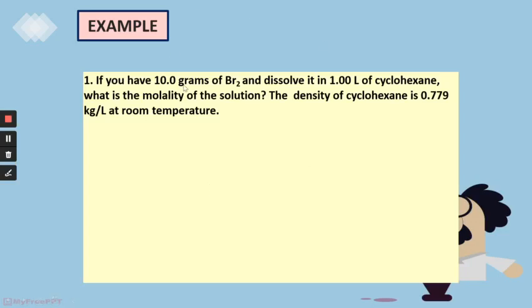So in this question, what is given? Mass of the solute. When mass of solute is given, you must convert this into mole. Another information given is the volume of solvent. For molality, volume of solvent must be converted into mass. According to the formula for number of mole, mass over molar mass, given mass 10 gram, molar mass 159.8 gram per mole, you will get the mole of Br2, 0.063 mole.